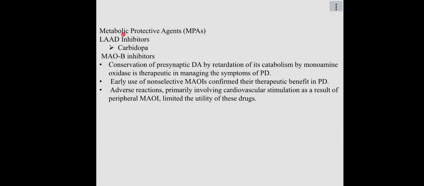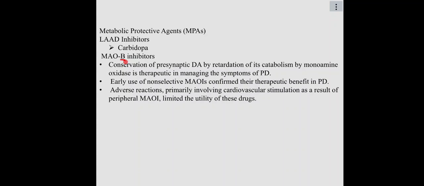So we have that one we had already mentioned, and of course we have discussed carbidopa. So we have already given a short summary on that. Then we have the monoamine oxidase, and we want specifically the monoamine oxidase B, because we have monoamine oxidase A and B. Monoamine oxidase A is usually found in the periphery, whereas B is found in the brain.